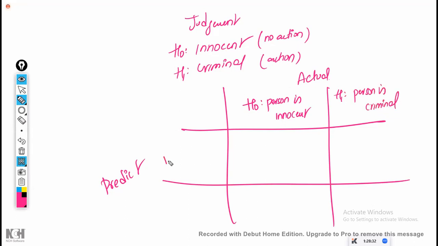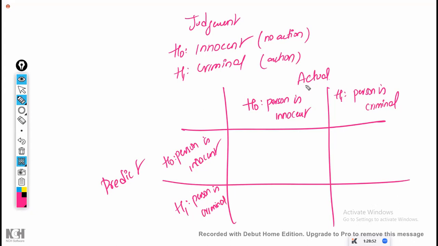Similarly, person is innocent. Person is criminal. I have taken this with respect to two. What is meant by actual and what is meant by predict?